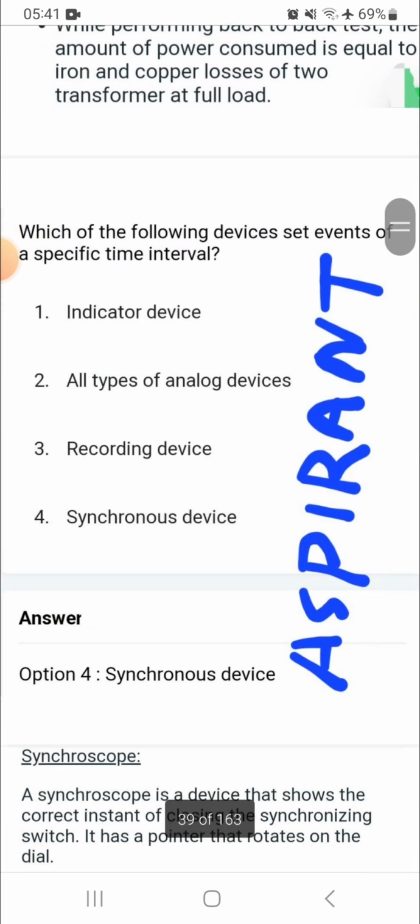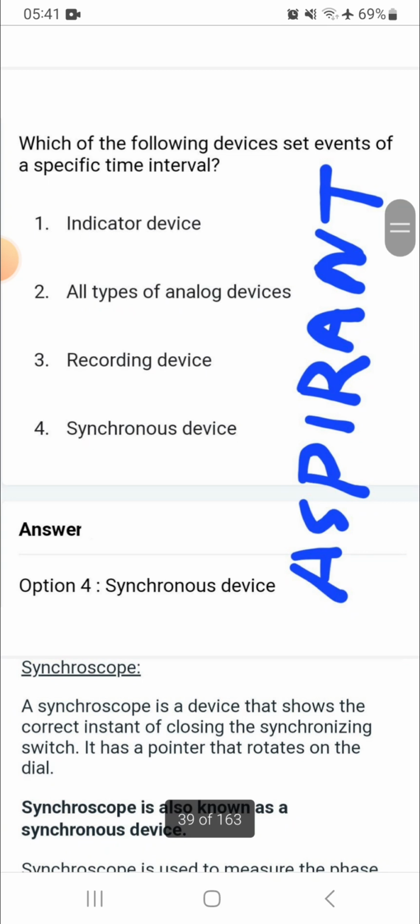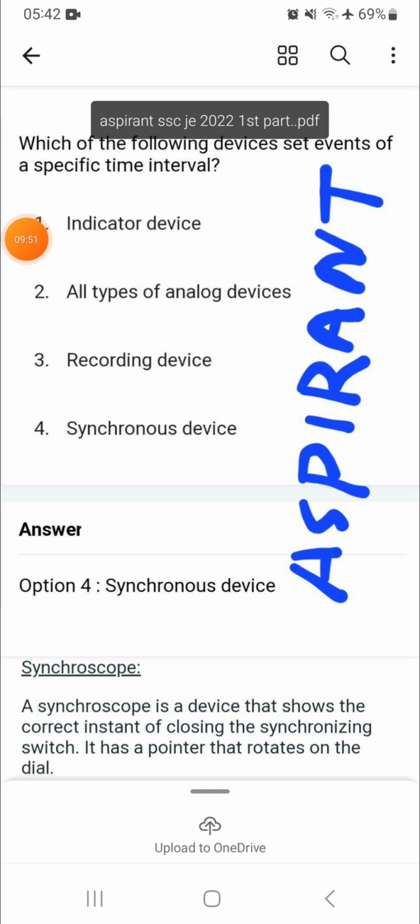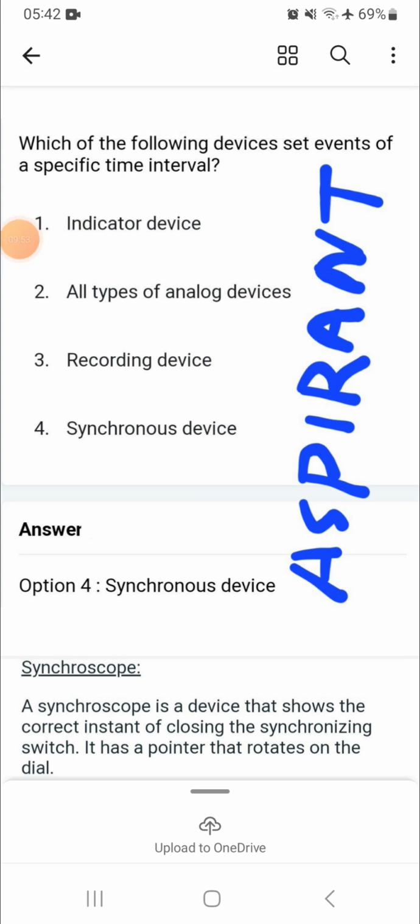Next one, which of the following devices sets events of the specific time interval? Indicator devices, all types of analog devices, recording devices, and synchronous devices. Option 4, the synchronous device, is the right answer, to set advance of specific time interval.